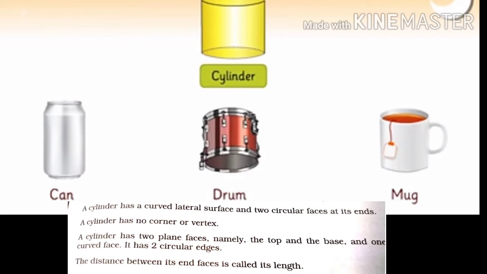A cylinder has no corner or vertex. A cylinder has 2 plane faces at the top and at the base and 1 curved face, and it has 2 circular edges. Mind it, a cylinder has edges, but they are circular, and the distance between the faces is called the length of the cylinder.